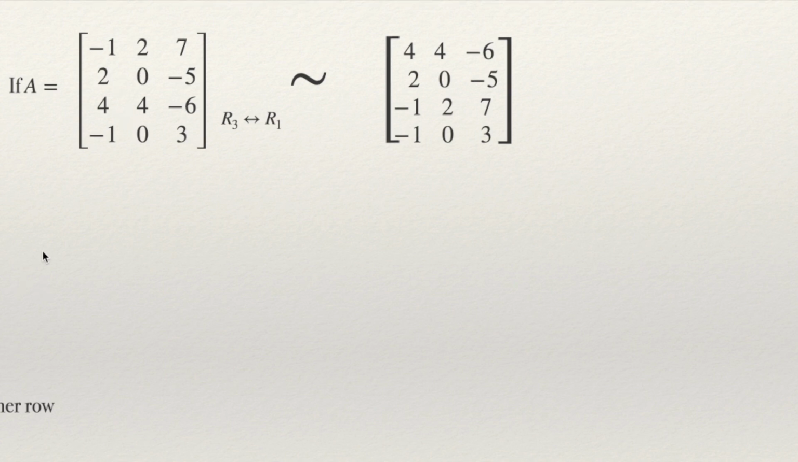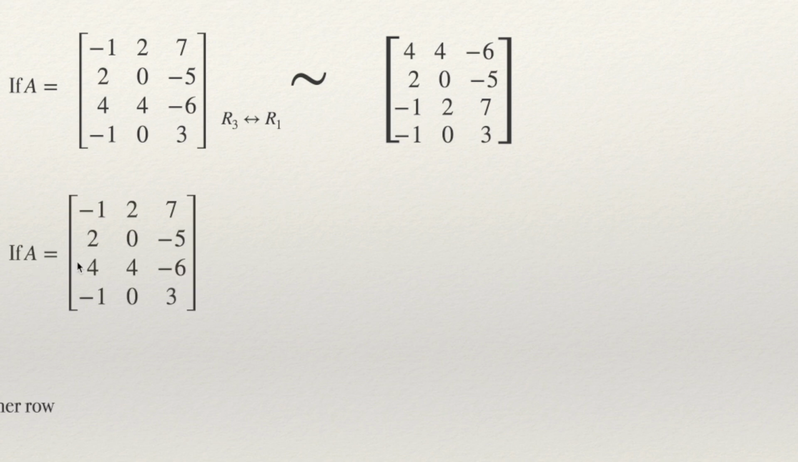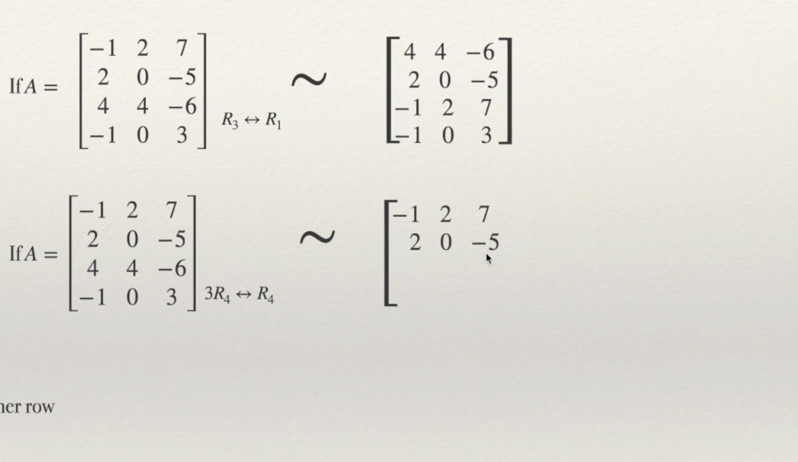An example of row multiplication could be something like this. We have the same matrix, and assume that beside the matrix we see 3R4 is going to substitute R4. So it means that R4 will be substituted by the same row multiplied by 3. So the answer will be a matrix in which the other rows remain the same. The first row doesn't change, the second row doesn't change, the third row doesn't change, but in the last row, instead of minus 1, we're going to have minus 3. We're going to multiply by 3.